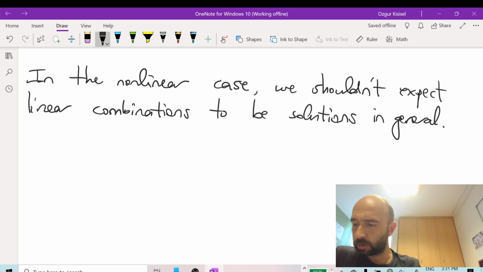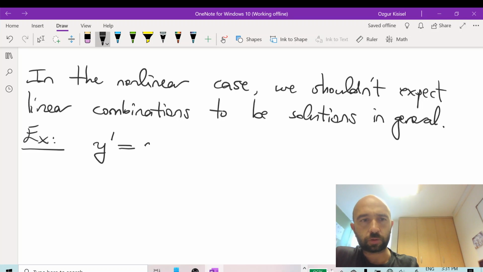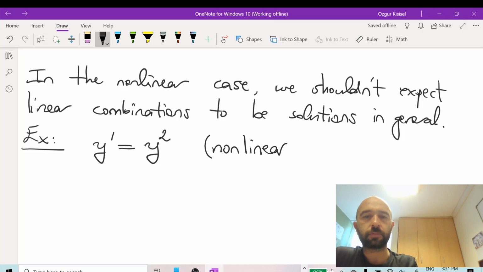Okay, now, y prime equals y squared. So this is certainly nonlinear. So we do not expect the principle of superposition to hold, but let's see this alive, okay? So this equation is separable.